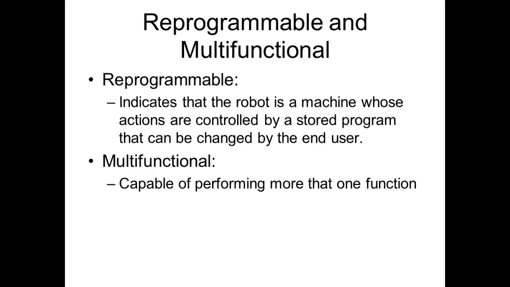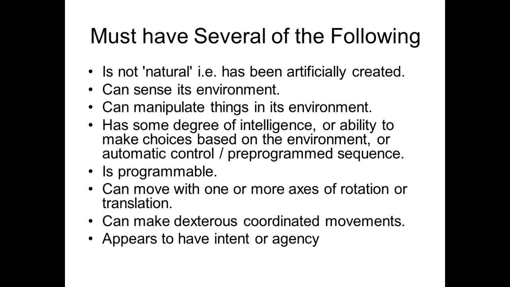The manipulator can perform multifunctionally, can perform more than one function. To be a robot, it needs to have several of these. It's not natural, so it's artificial, right? It's man-made. Can sense the environment, can manipulate things in the environment, has some degree of intelligence or ability to make decisions based on the environment.